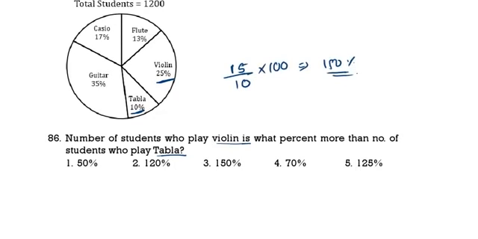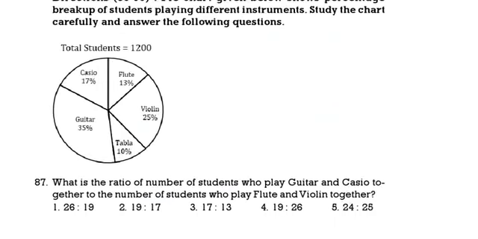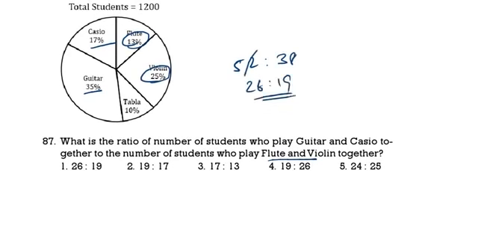See the next one. Next question. What is the ratio of students who play guitar and casino to those who play flute and violin? Guitar 35, casino 17, total 52. Then flute and violin. Flute is 13, violin 25. That is 38. So 26 is to 19. 26 is to 19 is the correct answer.